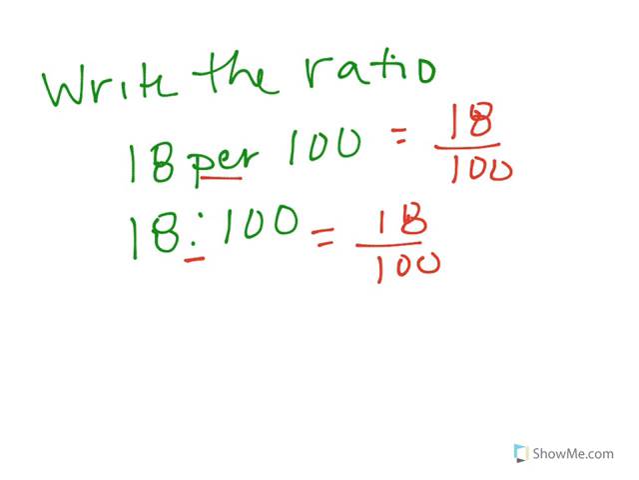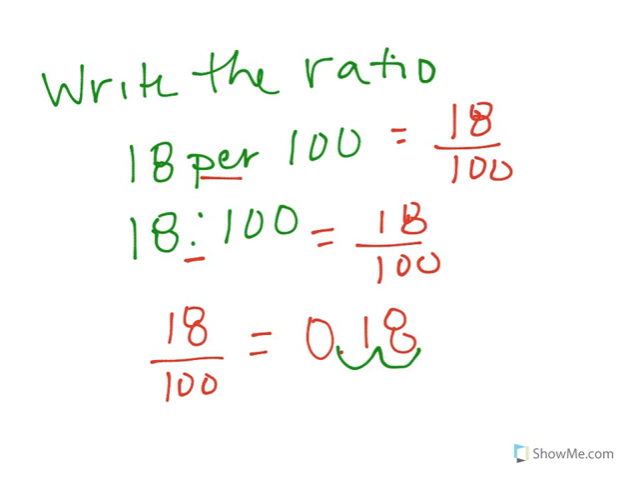So with these ratios, if I were to turn these into a percent, I can now say that 18 over 100 is written as 18 hundredths, and then I move my decimal 2 spots to the right, and then I can say that's 18%. So that's how you turn ratios into a percent.